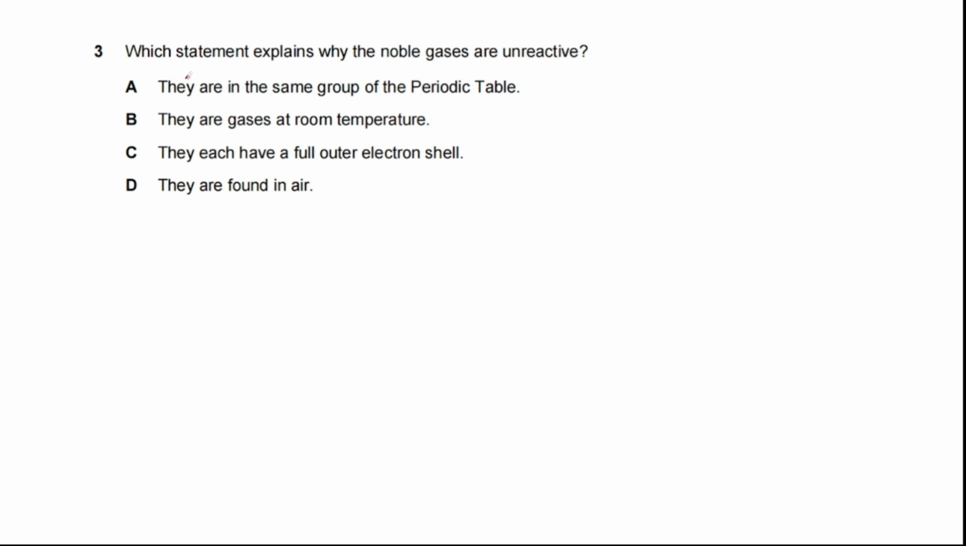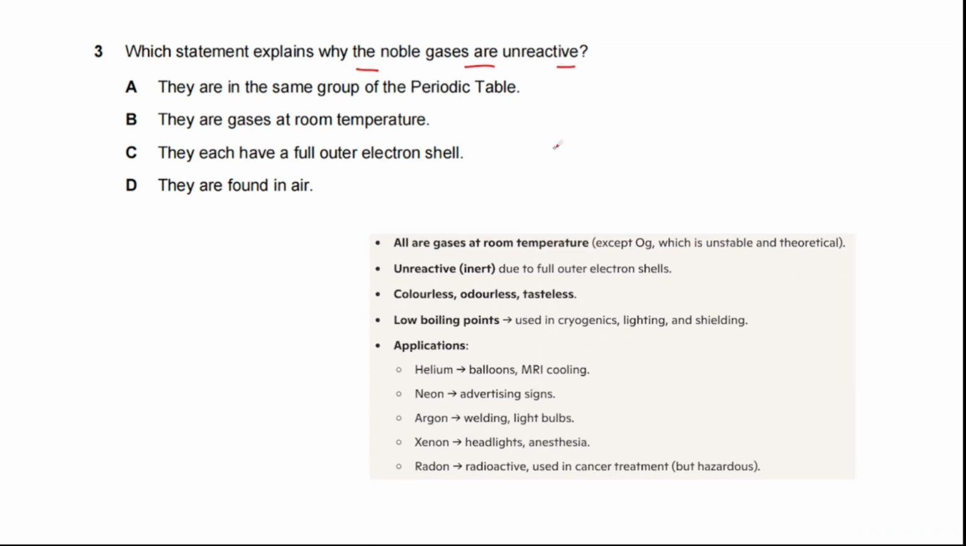Question number 3. Which statement explains why the noble gases are unreactive? So basically we have classified these noble gases into group 8 or group 0. These gases have some properties. These are gases at room temperature. They are unreactive because they have a full outer shell of electrons. They are colorless, odorless and tasteless.